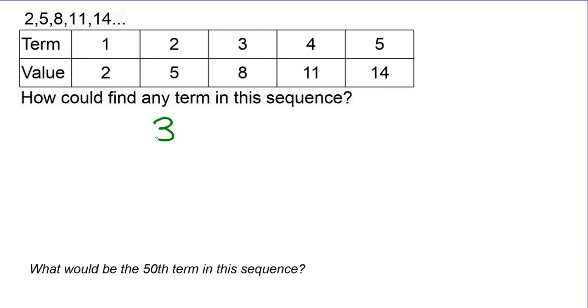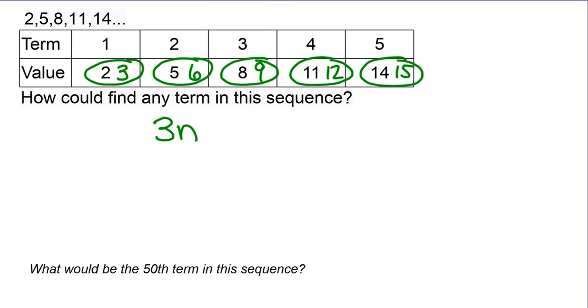So I might think it's 3 times n. But if I do 3 times n, I get 1 times 3 is 3, 2 times 3 is 6, 3 times 3 is 9, 4 times 3 is 12, 5 times 3 is 15. So it's not getting me the right numbers, but I'm close. The numbers I'm getting are always one number too big. 3 is 1 bigger than 2, 6 is 1 bigger than 5, 9 is 1 bigger than 8. So if I just subtract 1 from all of those numbers, I would get the right values. So here is my algebraic expression, 3 times n minus 1.